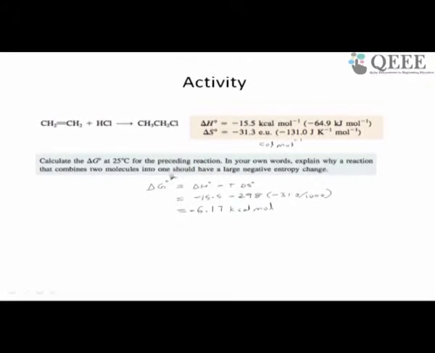And the next question here is, why should combining two molecules into one have a large negative entropy change? It's obvious, because when you have two molecules, you have more disorderliness, and when that becomes only one, there is less disorderliness. Basically, you're decreasing the entropy, so it has a large negative entropy value.